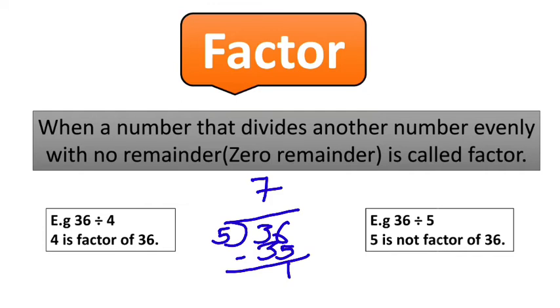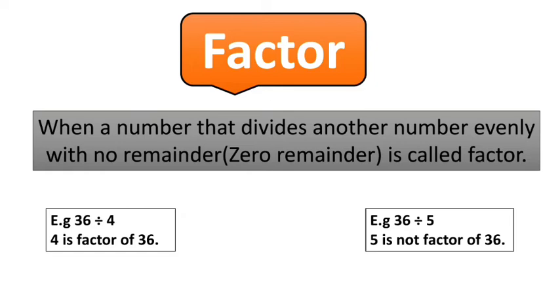One more example, 36 divided by 5. 36 is not completely divided by 5. The remainder is not 0. So 5 is not a factor of 36.